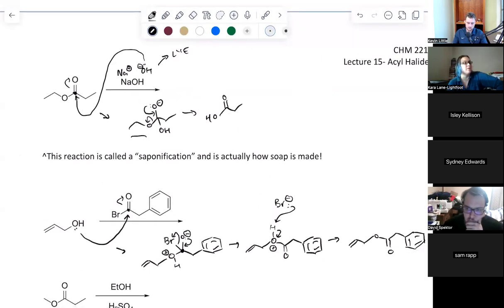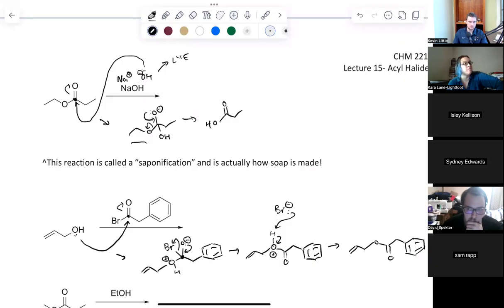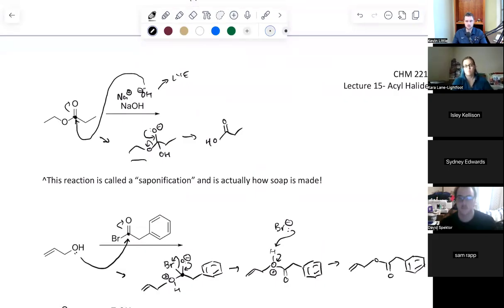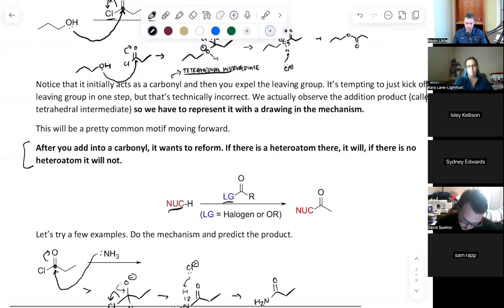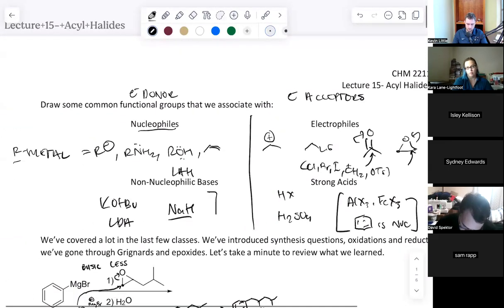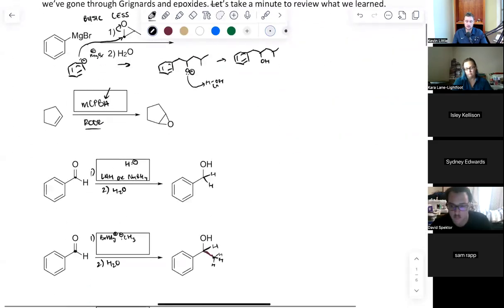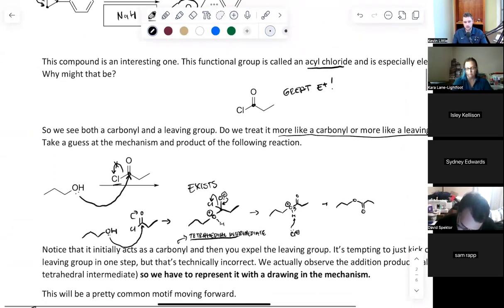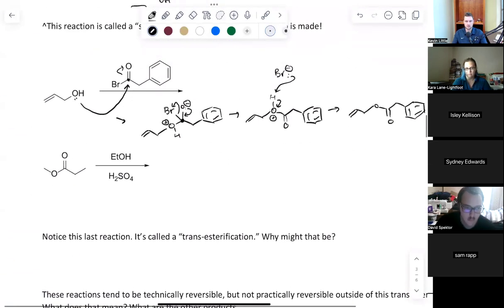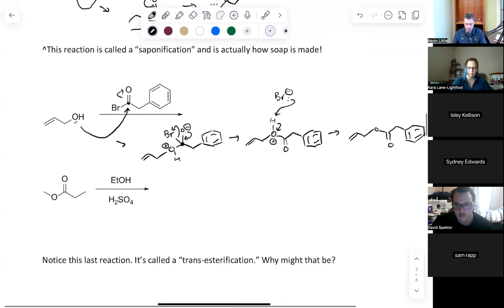David asked, why did sodium hydroxide add into this carbonyl? Sodium hydroxide actually is not a non-nucleophilic base. Sodium hydroxide can be a nucleophile. Sodium hydride is non-nucleophilic, but NaOH can be both. So you have to be careful with NaOH, right? NaOH on a primary leaving group will act as a nucleophile. You will do the substitution. So sodium hydroxide can add into electrophiles.